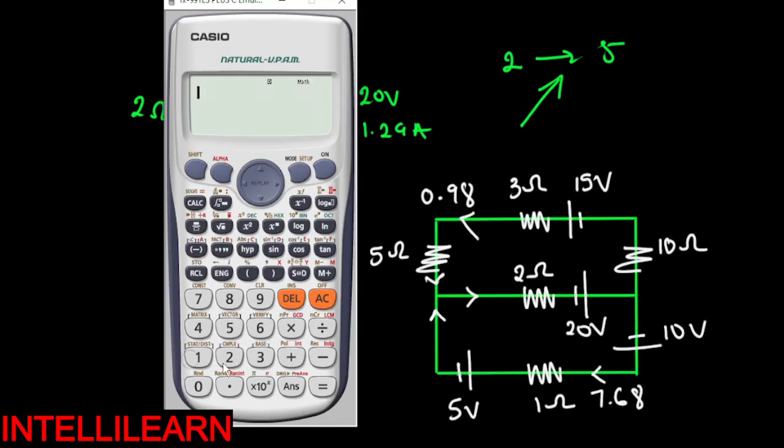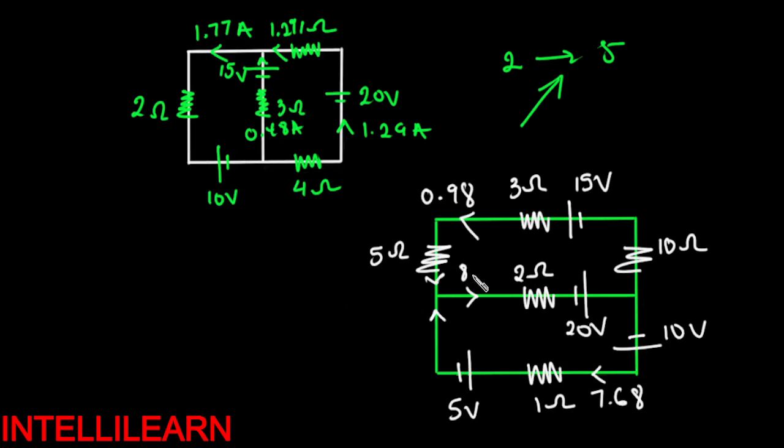So you can easily do that. 0.98 plus 7.68. So the answer is what? 8.66 amperes. So it is extremely easy. You won't even spend up to a minute once you have practiced it very well. So it is that easy to solve any current. Less than a minute and you have your answers.